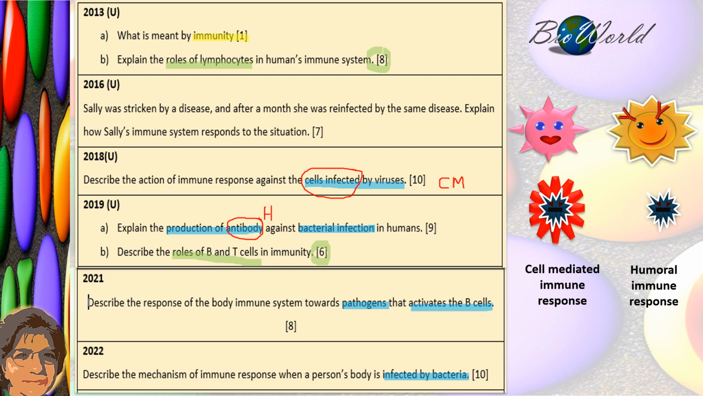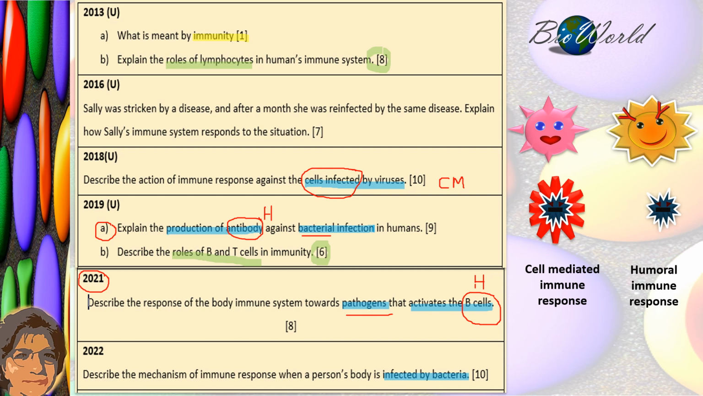Let's look at the 2021 question. 2021 question is talking about the immune response involving B cells. So B cells are the ones that produce antibodies. So once again, this is humoral. So you can see the answer for 2019 repeat and the answer for 2021 is going to actually be the same. Only difference in the explanation, you have to use the word bacteria for 2019, but use the word pathogen in 2021.